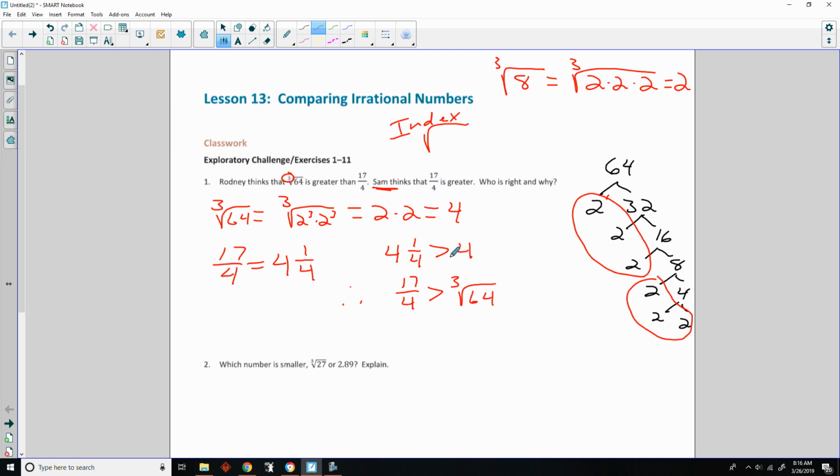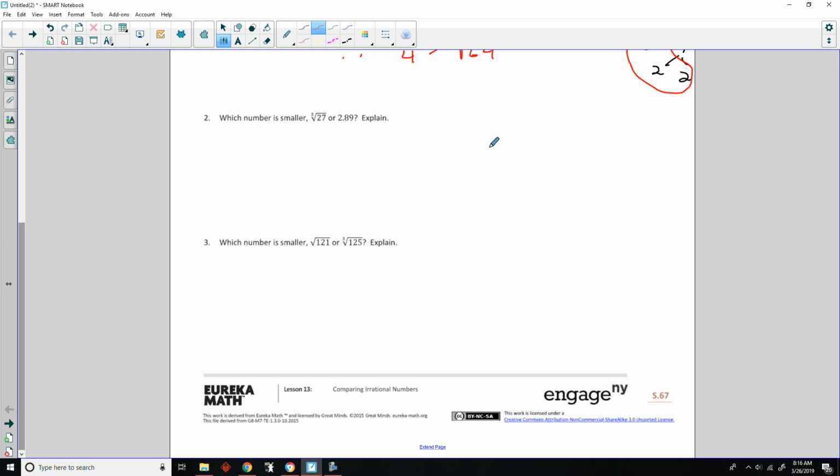Sam is correct. Okay, so this is called comparing irrational numbers, the first exploratory challenge. It's dealing with all rational numbers. I'm confuzzled, but anyway, we'll continue.